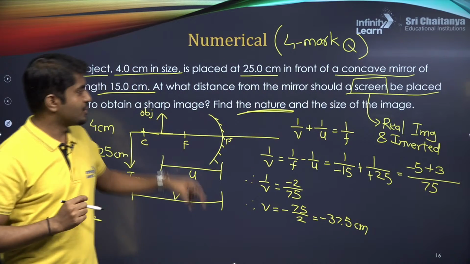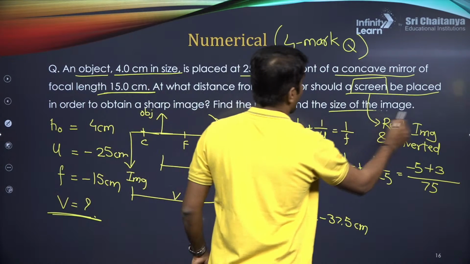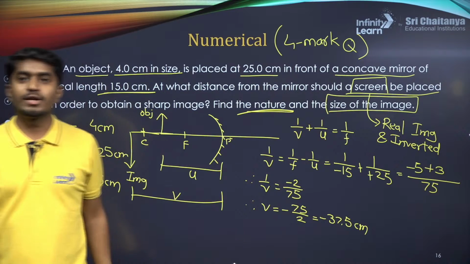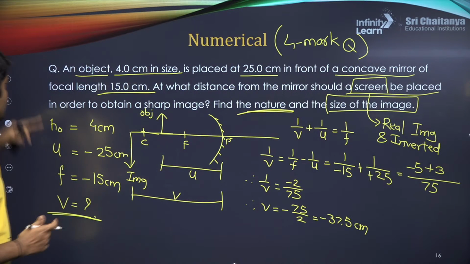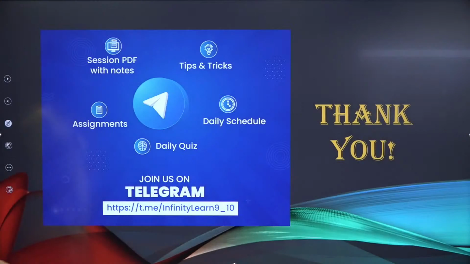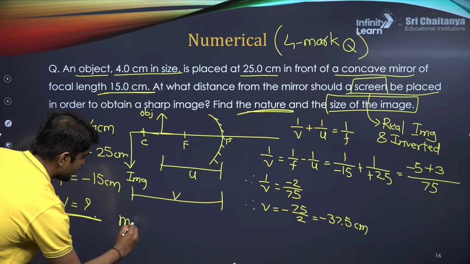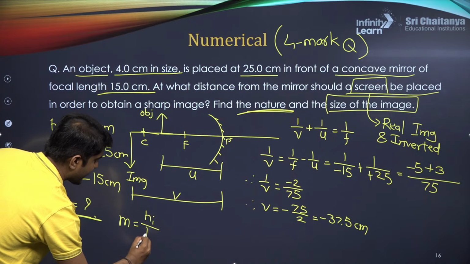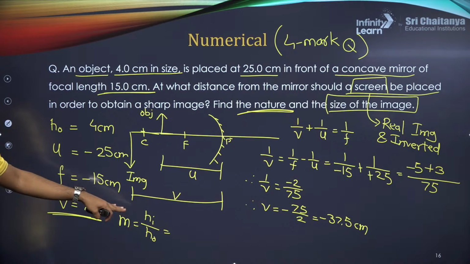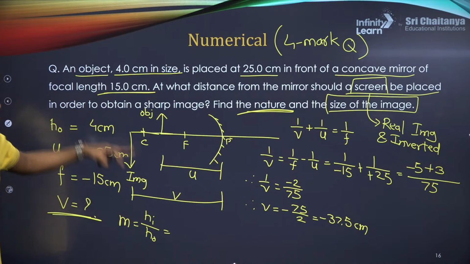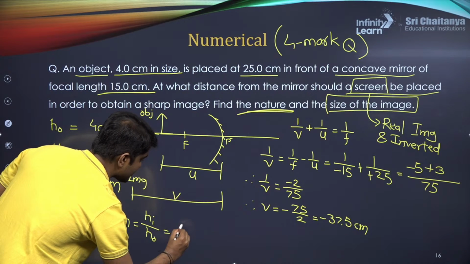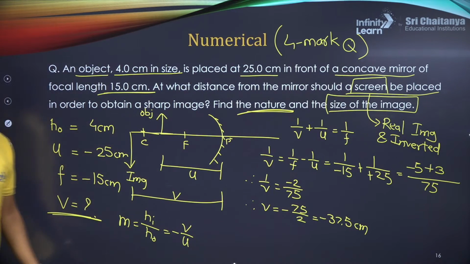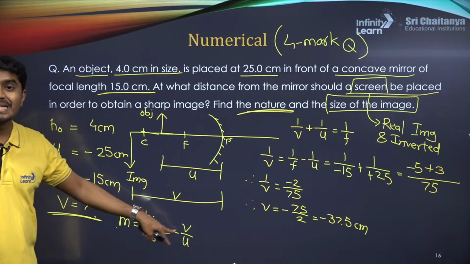Real and inverted image. So now we want to find out size of the image. So how will you calculate the size of the image? So there is a formula for magnification. Do you remember magnification formula? So magnification is height of the image divided by height of the object. And there is one more formula for it. You can draw the similar triangles and you can prove that this is equal to minus V by U. So this magnification is equal to minus V by U.